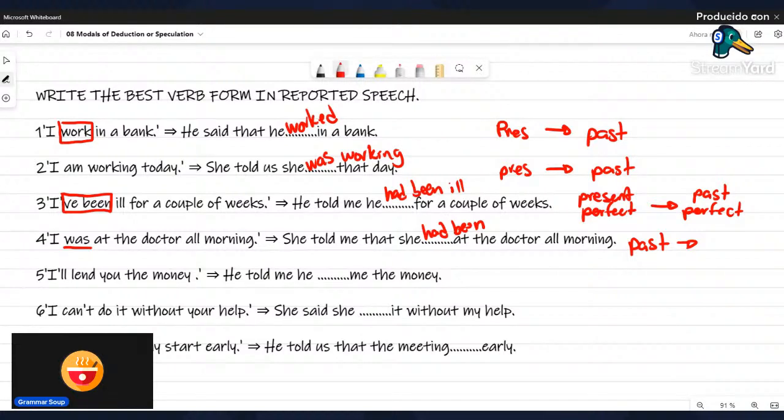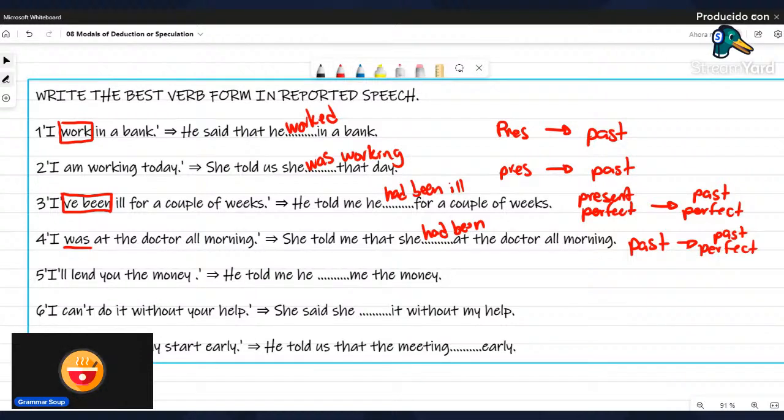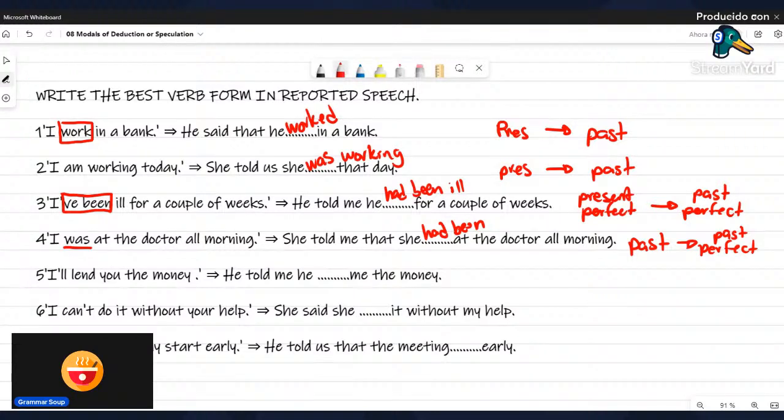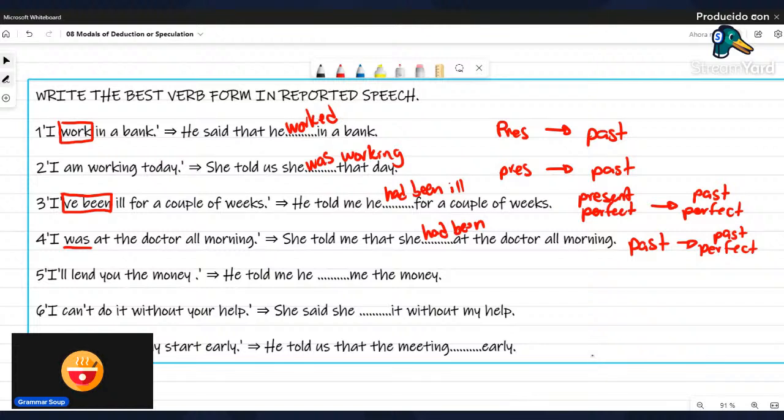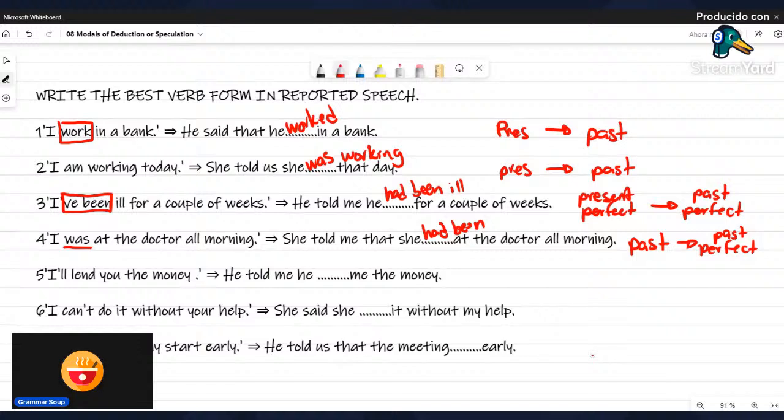Okay, number 5. It says I'll lend you the money. And the correct answer, what would it be? If it's will, what would it be? All right, let's check it here. So we have, if it's I will lend you the money, so the person would say, he told me he would lend, right? He told me he would lend me the money. Yes, so when I have will, it changes to would.